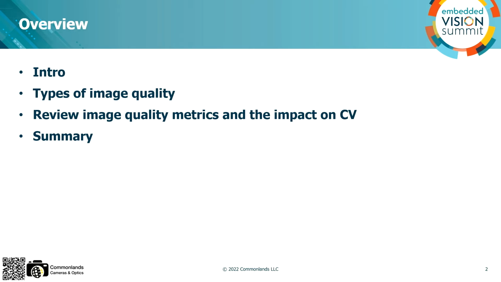So with that, we'll quickly go through additional motivation for why image quality matters to computer vision, then introduce two major categories of image quality, subjective and objective, followed by going through 12 to 14 image quality attributes that can actually impact your computer vision, and I suggest taking into consideration when designing a new camera system.